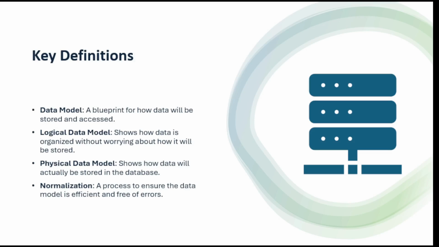Normalization is another terminology. Normalization is a process we use to make sure the data model is efficient and free of errors. We will talk more about this later in this chapter.